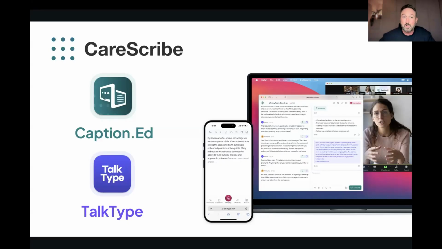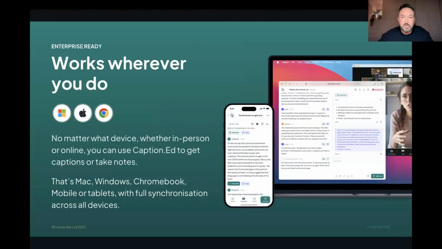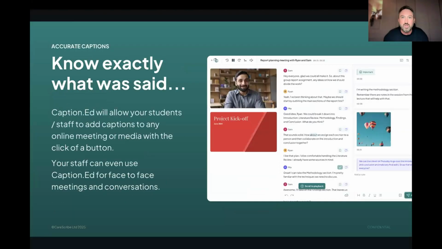Captioned and TalkType. Caption, for those that don't know the software, is highly accurate, best in class, real-time captions, transcription, and note-taking software, all encompassed into one solution. The software will work anywhere across all devices, browser and desktop, full synchronization, mobiles and tablets, iOS and Android, just allows you to utilize it wherever you need to, and also in whichever environment you need to utilize it in.